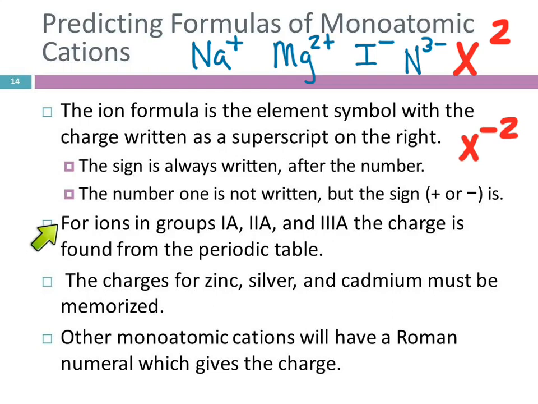For ions in groups 1A, 2A, and 3A, because we're talking about cations here, the charges are found from the periodic table. Zinc, silver, and cadmium need to be memorized. And I just showed you how to do that. The other monoatomic cations are going to have a Roman numeral, and so it's going to tell you what the charge is.